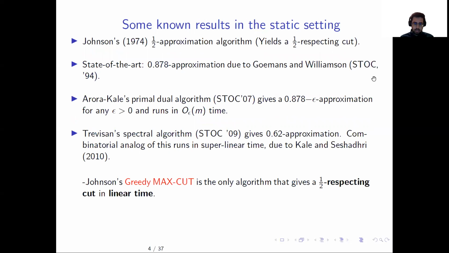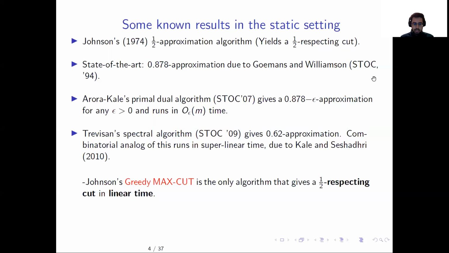So now we'd like to talk about some known results in the static setting, where the graph is not changing. We're just given a graph, and we want to return a cut. Johnson's half approximation algorithm is probably the most well-known algorithm. It yields a half-respecting cut. The state of the art, however, is a 0.878 approximation, due to Goemans and Williamson, who solve an SDP to attain this approximation. Arora-Kale's primal-dual algorithm gets nearly a 0.878 approximation, but the running time depends on the quality of the approximation. But we can assume that for constant epsilon, it runs in linear time.